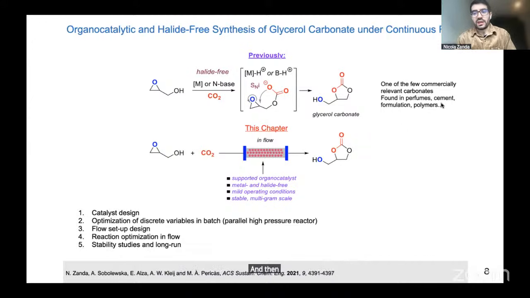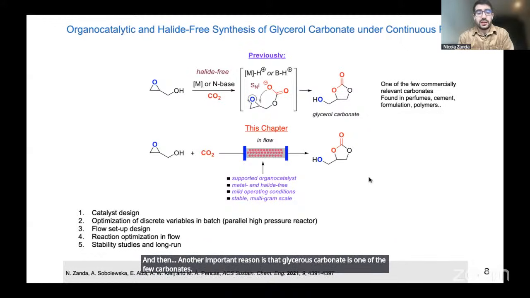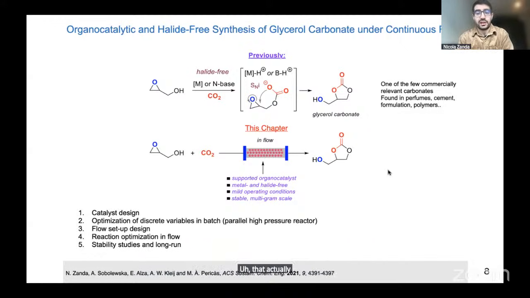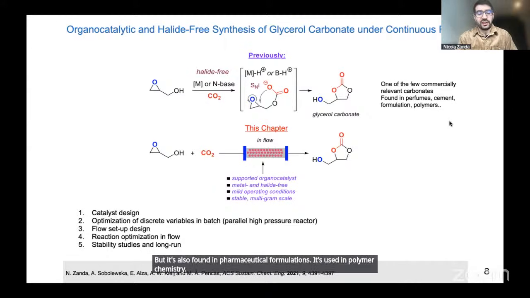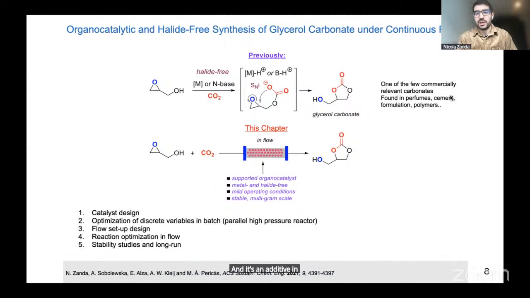And another important reason is that glycerol carbonate is one of the few carbonates that actually has a commercial relevance. In fact, this is found in many industries. To name a few, for example, it is found in cosmetics as a formulation agent in perfumes, but is also found in pharmaceutical formulations. It's used in polymer chemistry, and is an additive in construction in the cement formulation.